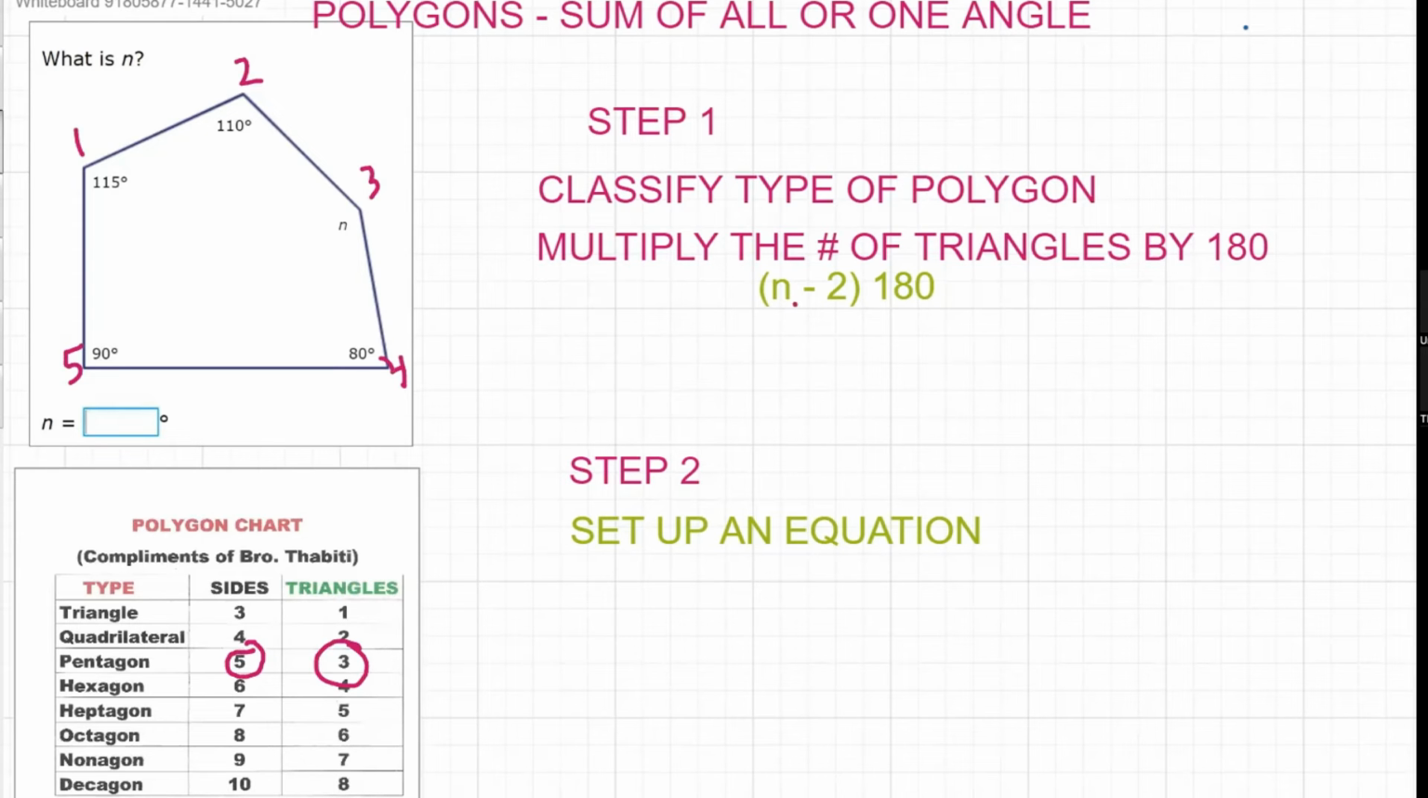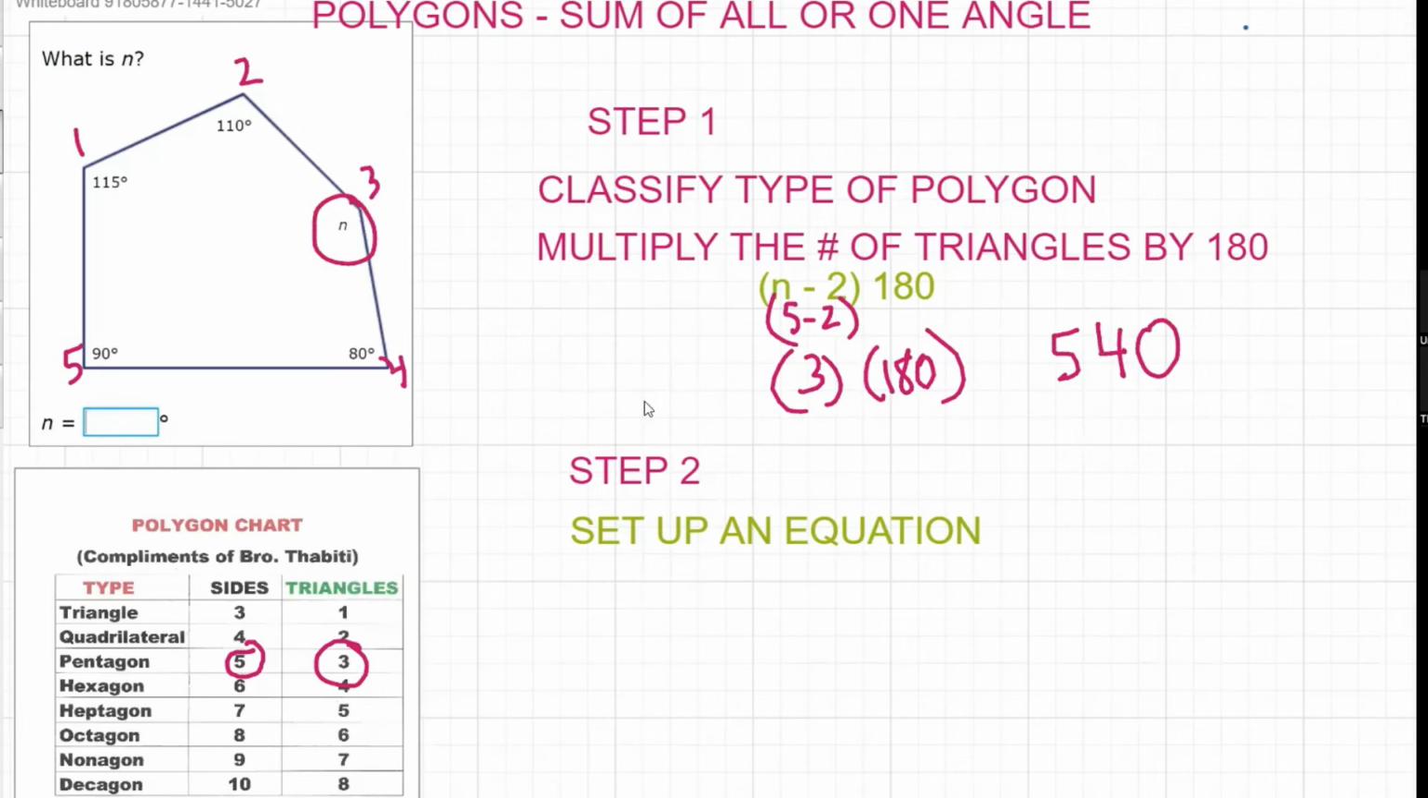So let's go ahead and do that. So we have 5 minus 2, right? That gives us 3 times 180. And if you do your math correctly, 3 times 180 will give you 540. But we're not looking at the total amount. We want to find out what n is. This is what we're trying to figure out.